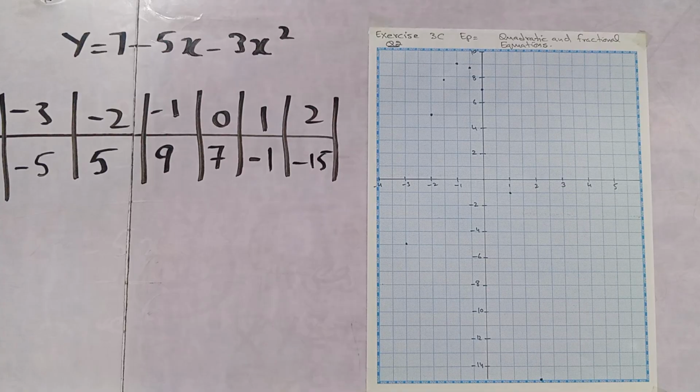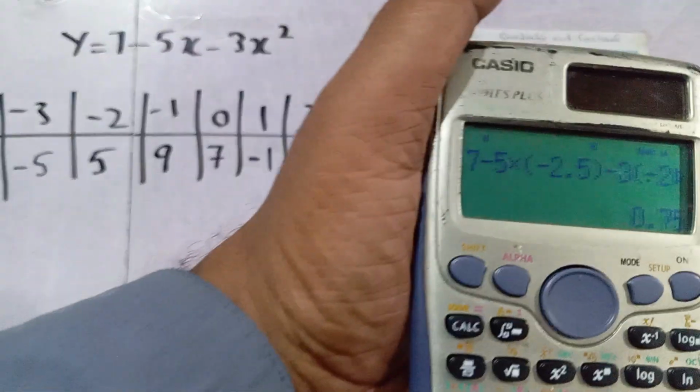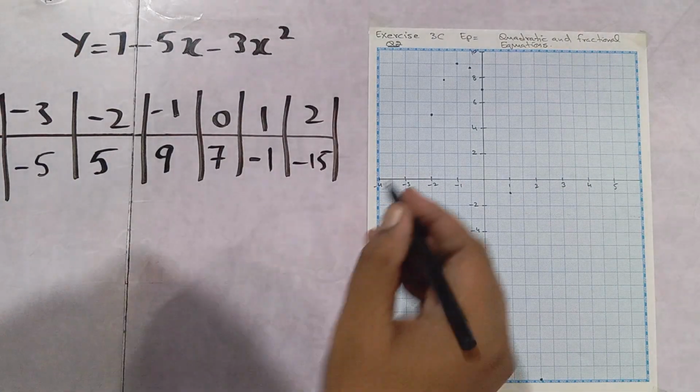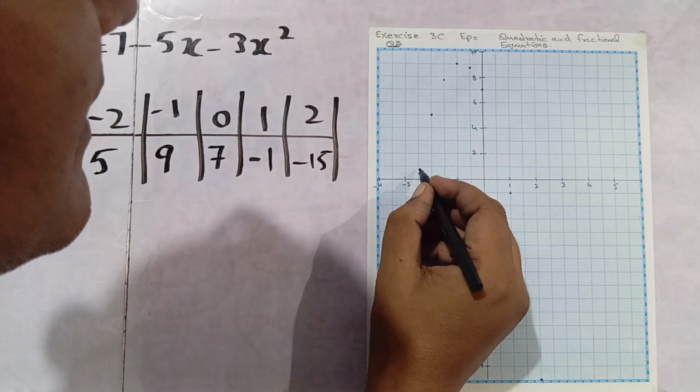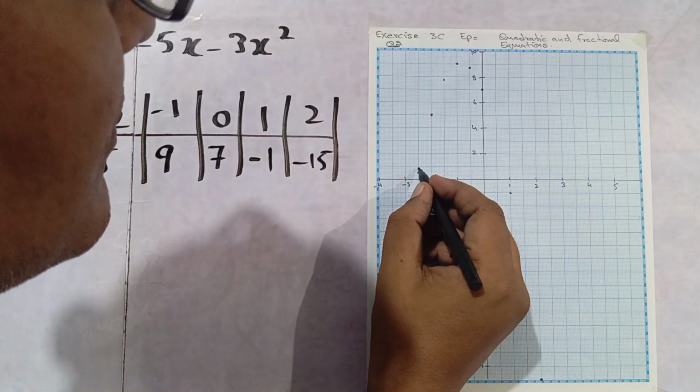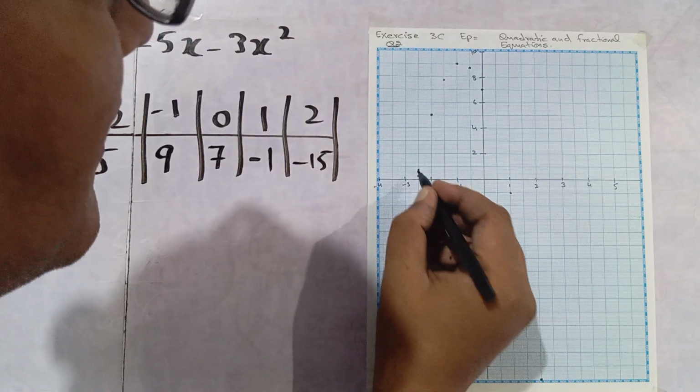minus 2.5 bracket close minus 3 bracket start minus 2.5 bracket close square equal. So at minus 2.5, the answer is 0.75. 0.75 will be here. So this is the point.